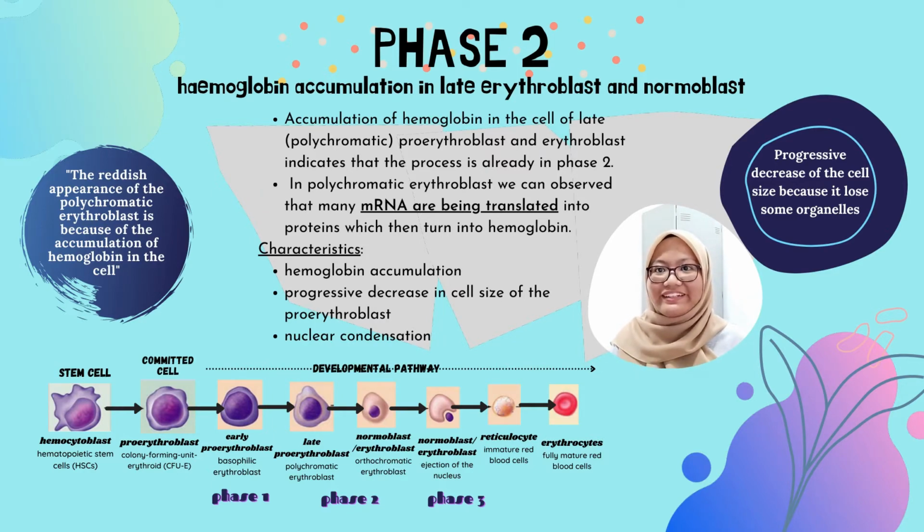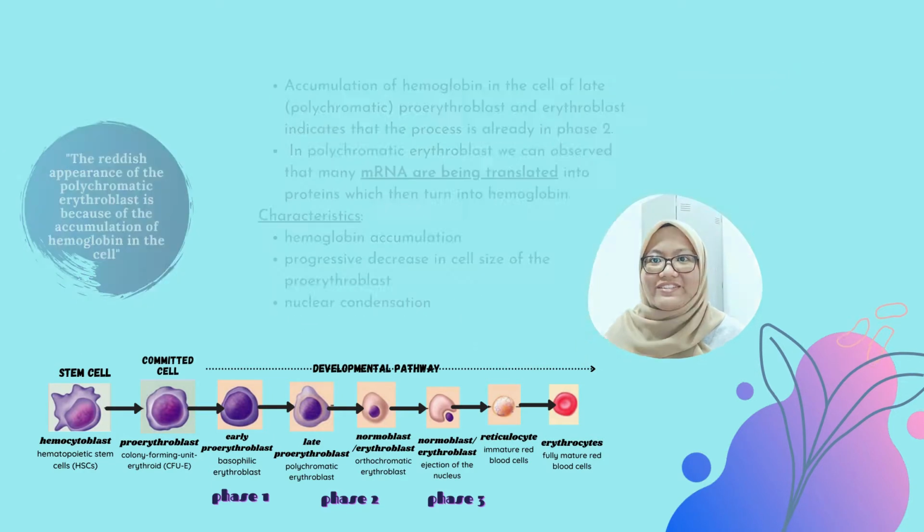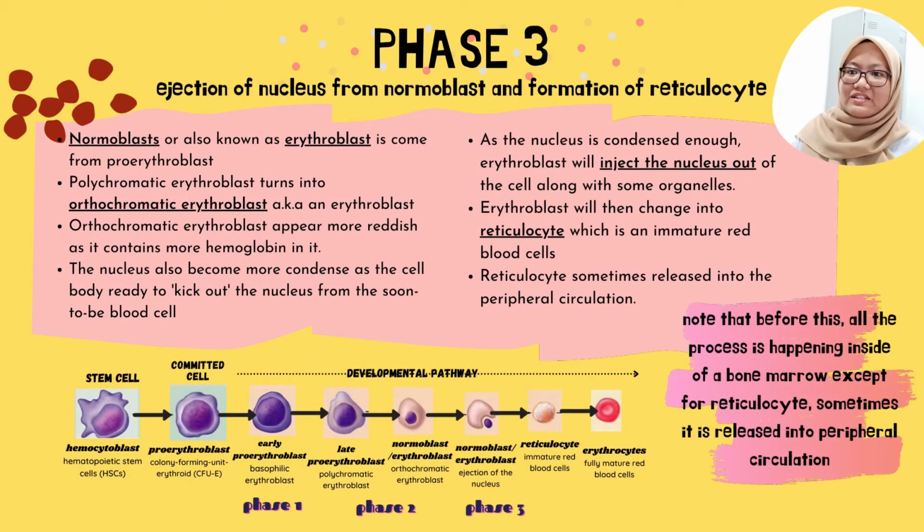This is the phase 2, and then we proceed to the phase 3. In the phase 3, it is about ejection of nucleus from normoblasts and formation of reticulocyte. Normoblasts are also known as erythroblasts. Obviously, it comes from pro-erythroblasts. So polychromatic erythroblast will turn into orthochromatic erythroblasts.